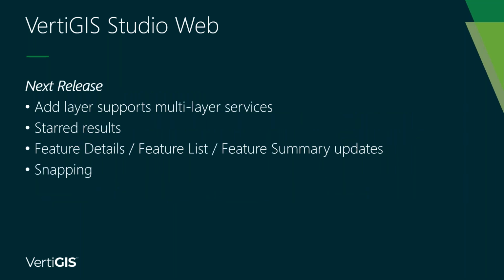What is coming in the next release of VertiGIS Studio Web? So this is the 5.21 release. We have done the work. It's now in master and ready to go around supporting multi-layer services with add layer. So I know a couple people even this week were emailing me and asking me about this one, yes, it's there. Yes, it works great. In fact, you can even do more than one service at a time and then sub-pick your layers. So I think we've done a good job on that interface.